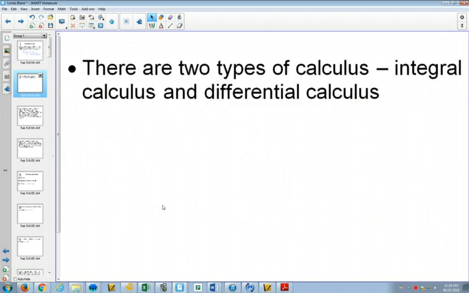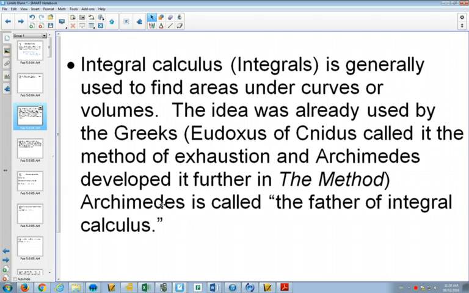Now, as we get into our calculus unit, there's 2 main branches of calculus. There's differential calculus and there's integral calculus. We work with differential calculus first, and then we'll do integral calculus last. Now, integral calculus was used to find areas under curves and areas under shapes that maybe you couldn't do easily. Like we know how to do areas of triangles. We know how to do areas of squares.